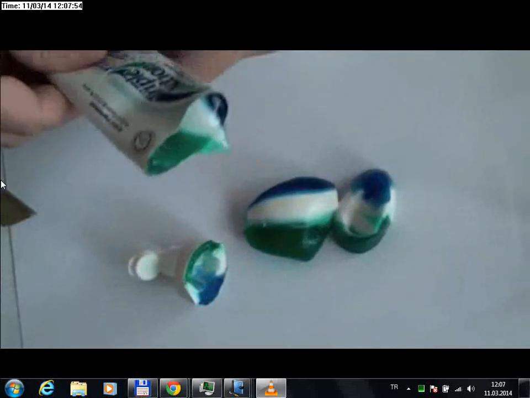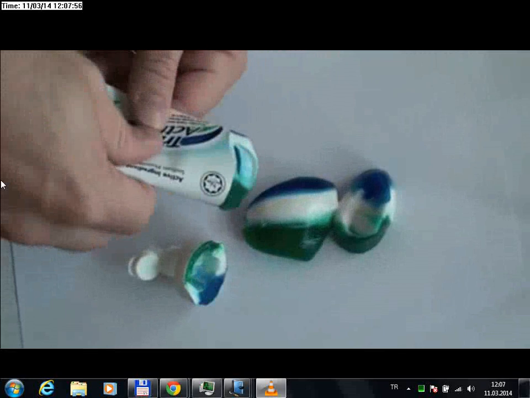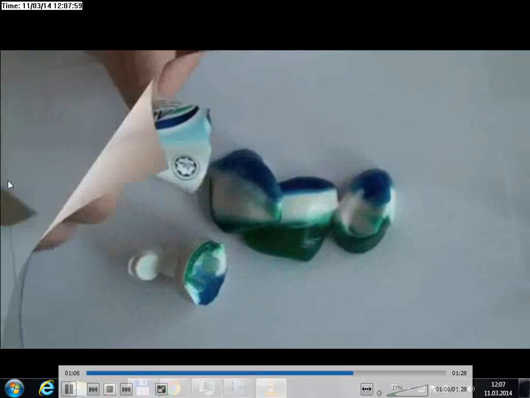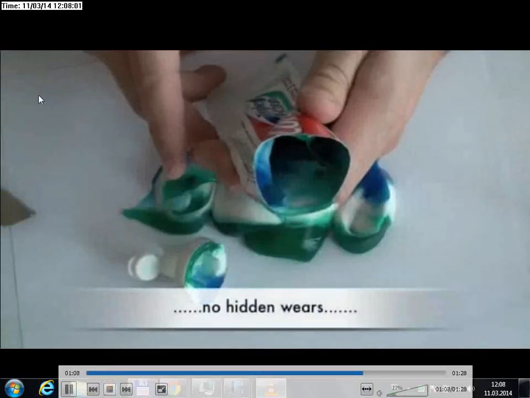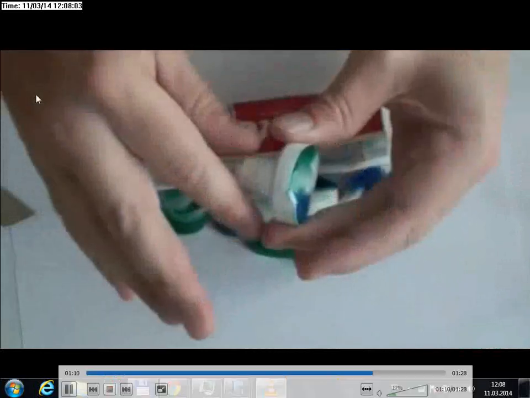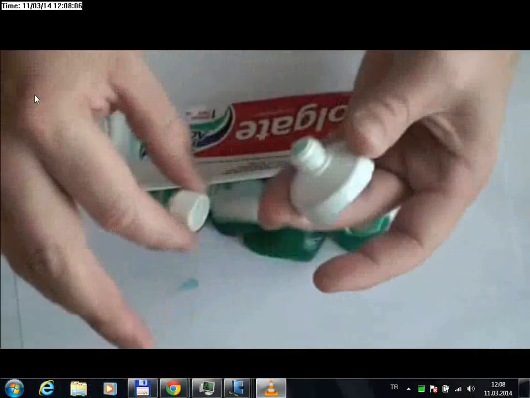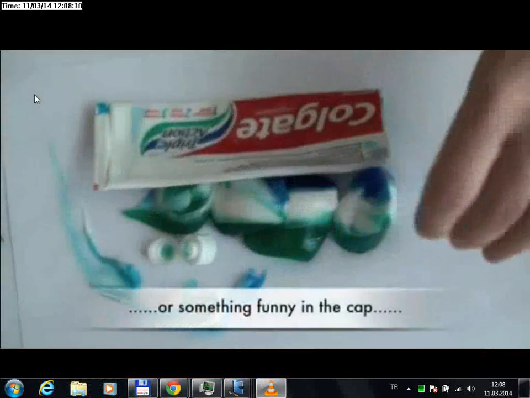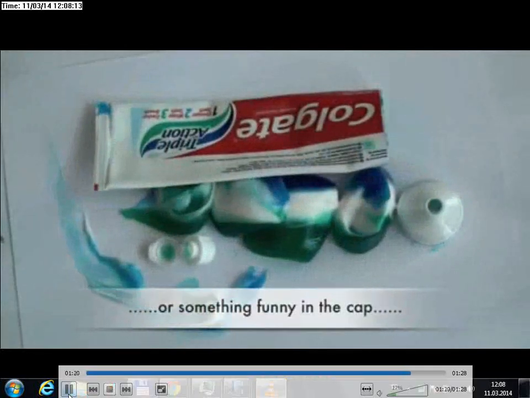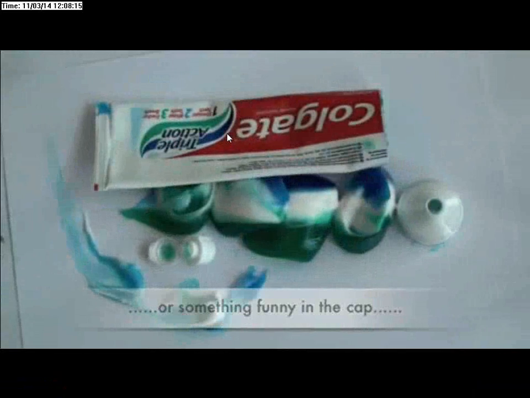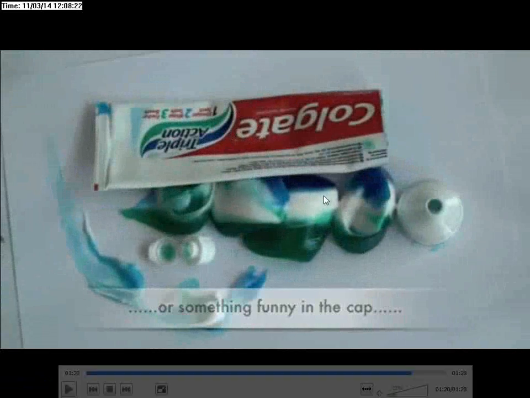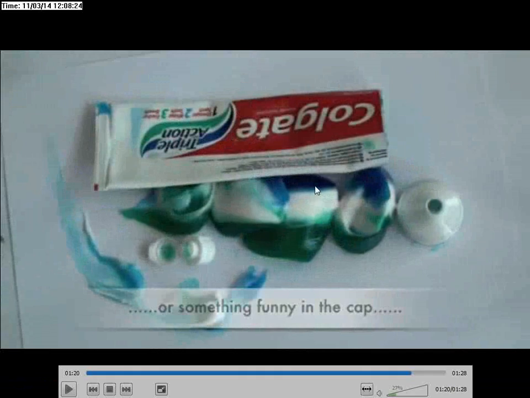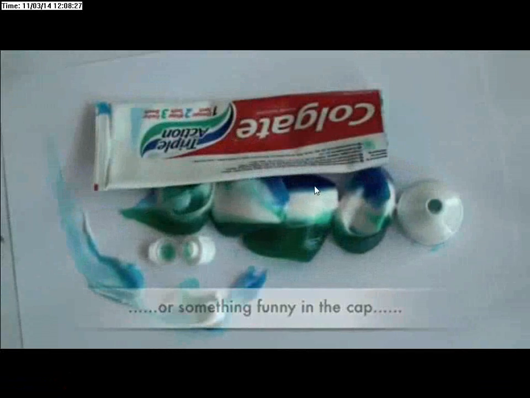So as you see, there is nothing magic inside the toothpaste. It's just that when putting the toothpaste into the tube, they put it in a certain order, first green, then white, and then blue. And then when coming out, it comes in the same order. It doesn't get mixed up within the tube. No matter how hard you shake it or how hard you squeeze it, it doesn't get disturbed at all. You get the stripes coming out in the same order they were put in the tube in the first place.